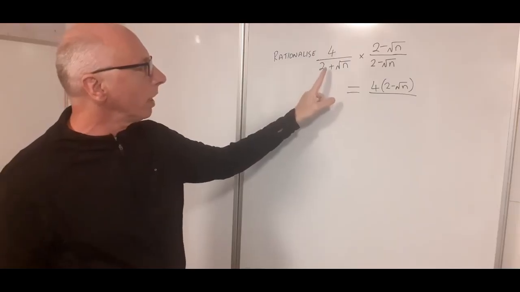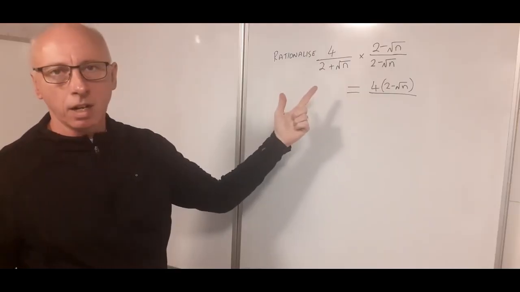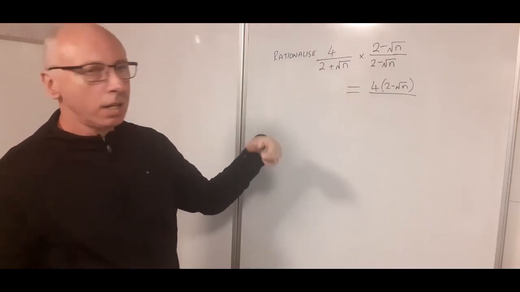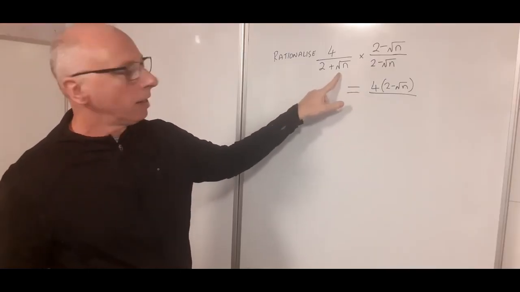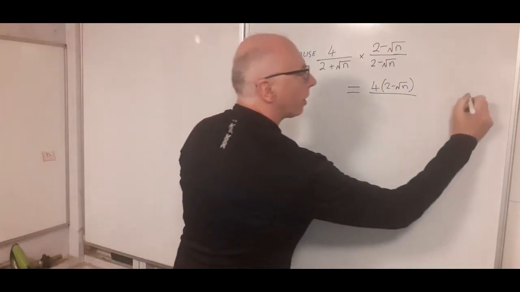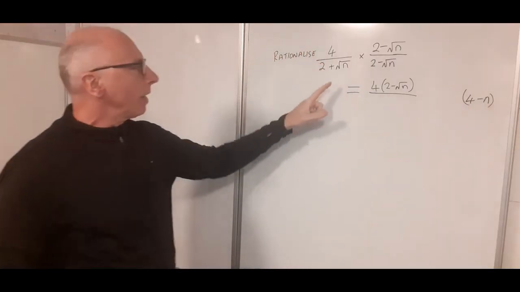And now we've got here 2 plus root n, 2 minus root n. So this is a bit like our difference of 2 squares. So what we should end up with is 4 minus n. So that's what we should end up with. So I'm going to show you how that works.